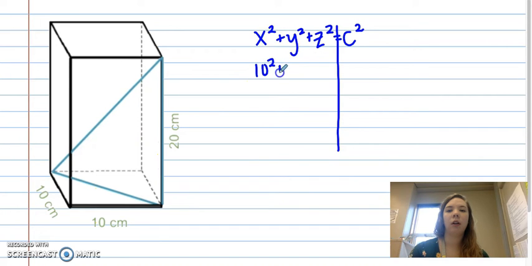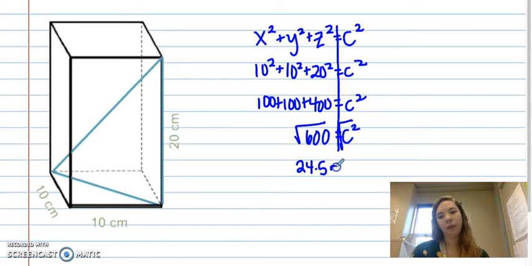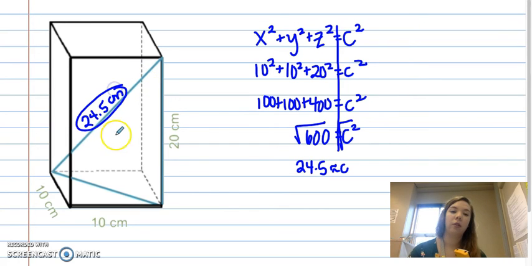So I would do 10 squared plus 10 squared plus 20 squared equals c squared. So then I would have 100 plus 100 plus 400 equals c squared. And then 600 equals c squared. The square root of 600 is 24.5 centimeters. So this longest length right in here is 24.5 centimeters. So it's the longest length that could fit in this box.